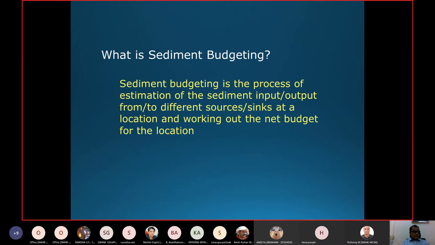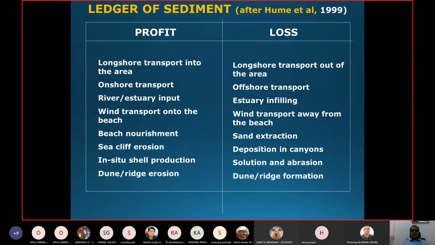So to understand all these things, we need to know the budgeting: how much sediment is coming from the different sources, and then we need to budget it. How much can you safely take without causing damage to the environment and without causing coastal erosion? How to do this? I think it is simple: profit and loss. I will just show a table here. I list profit on one side and loss on the other.